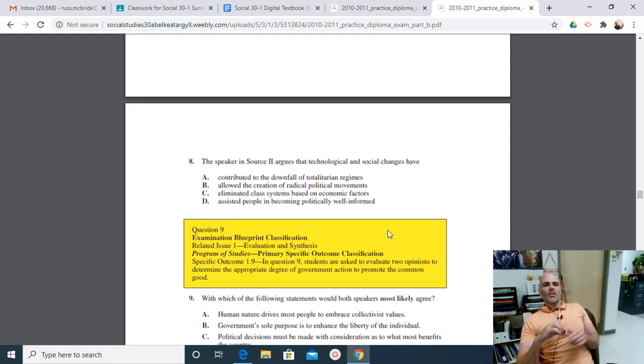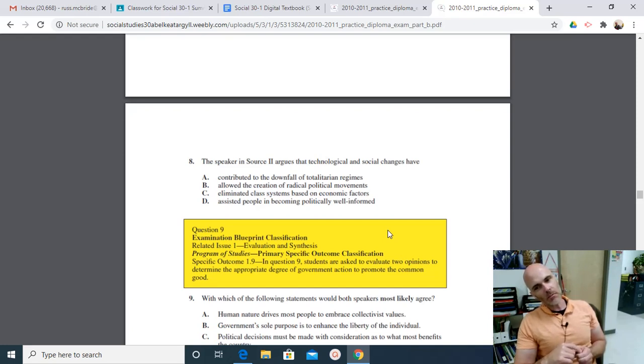So technology led to the downfall of the USSR. Okay, I think that that's true. That could be an answer. Doesn't have to be, but could be. Allowed the creation of radical political movements. And I think that that could work too. A and B are different. Eliminated class systems based on economic factors. Yeah, I'd like to know where that happened because I'm unfamiliar with it happening.